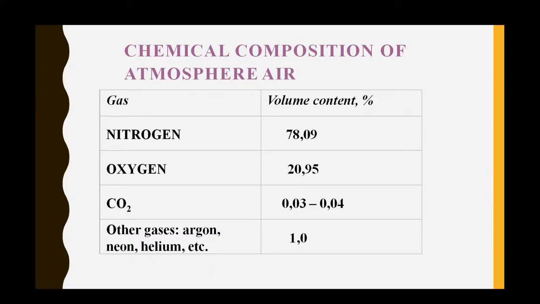The main gases of air are nitrogen, oxygen, carbon dioxide, and other gases. The biggest component is nitrogen, 78%. Oxygen is near 21%, and carbon dioxide 0.03-0.04%. Other gases, argon, neon, helium, and others, are near 1% as well.